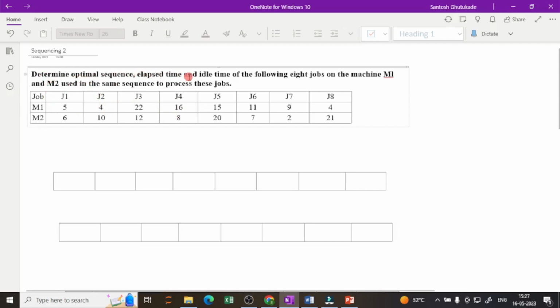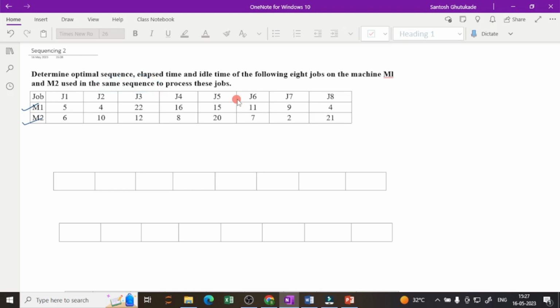Determine optimal sequence and elapsed time, idle time of the following 8 jobs on machine 1 and machine 2 used in the same sequence to process these jobs. So what do you mean by same sequence? It means first performing operation on M1 and then on M2. In some cases the operation may be given first M2 and then M1, but here the sequence is M1 and then next is M2. So here this sequence is given.